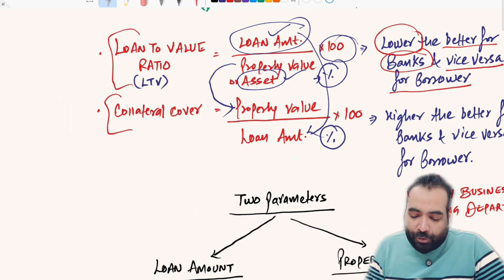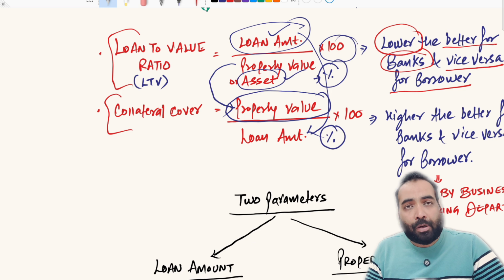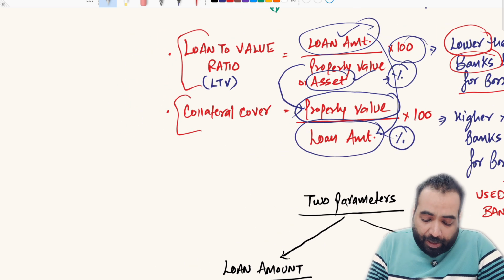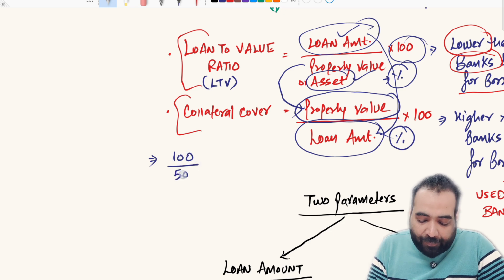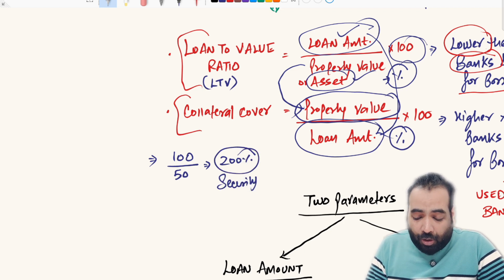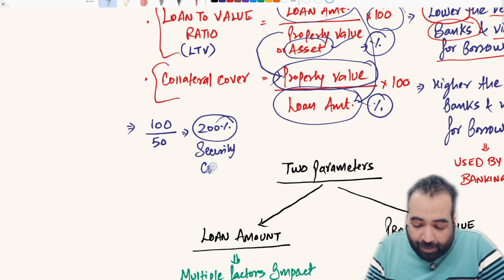In the collateral cover, you are talking about property value in the numerator and loan amount in the denominator. What does this mean? If the property value is 100 and your loan amount is rupees 50, then it means you have 200% security. You have 200% security, or you have 200% cover.